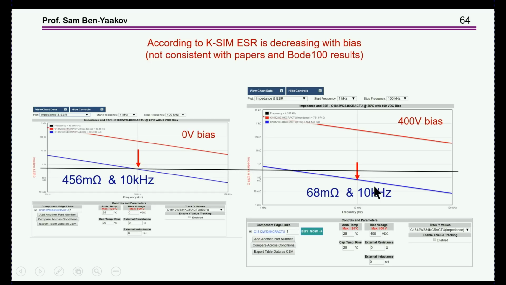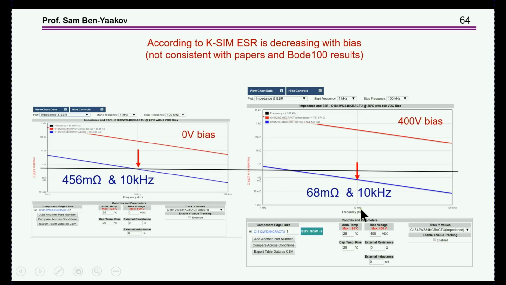As of now, based on our measurements, actually four groups: I did it myself, I have the analyzer now, and Mr. Hag from Austria did it, and also two papers did it. All say that the ESR goes up with DC.